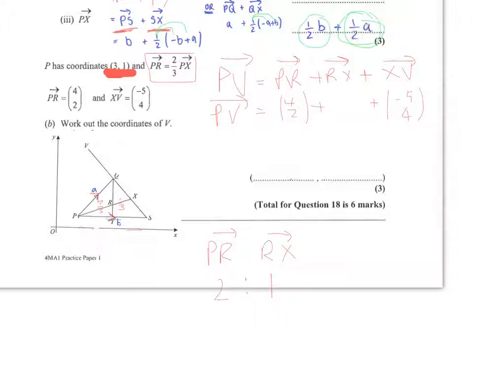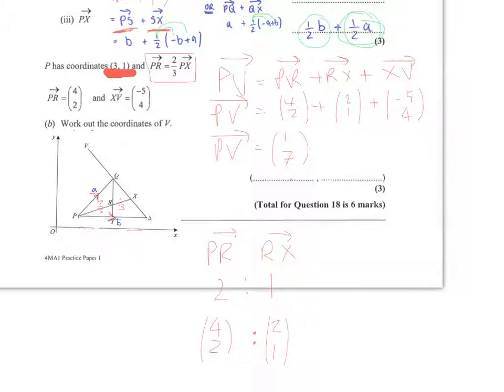So I know the vector p to r is 4, 0, that makes up 2 parts. So therefore the vector r to x is half as big. So therefore it's going to be the vector 2, 0. So my vector rx is 2, 0. Therefore the overall vector p to v is 4 plus 2 minus 5, so 6 minus 5, which is 1. 2 plus 1 plus 4, 3 plus 4, which is 7.